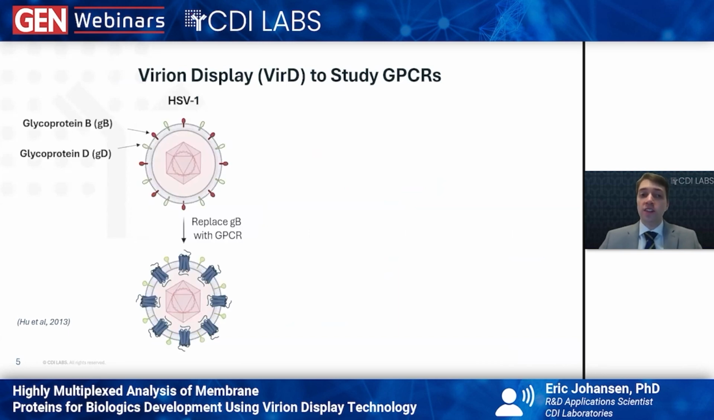Virion-display is a technology by which we replace a non-essential glycoprotein, in this case glycoprotein B, with that of a human multipass transmembrane protein. To date, we have done it the most with GPCRs, but it is amenable to any type of membrane protein. And in doing so, herpes simplex virus 1 is an enveloped virus particle, and when we replace this glycoprotein with that of a GPCR, it remains embedded in the lipid bilayer.